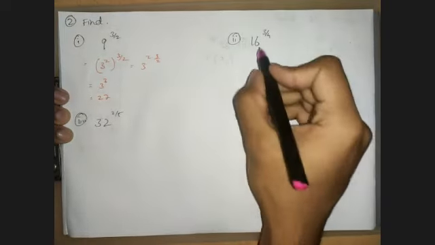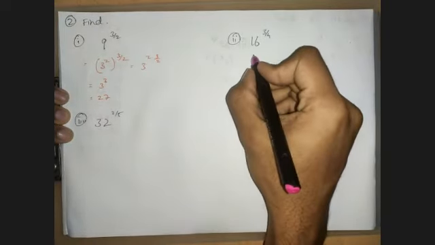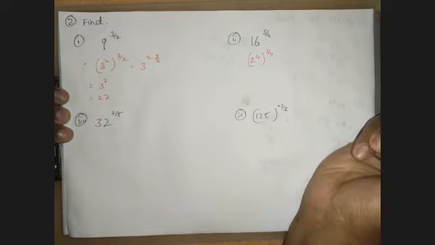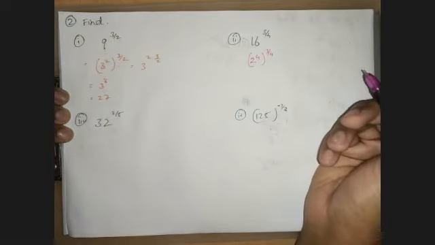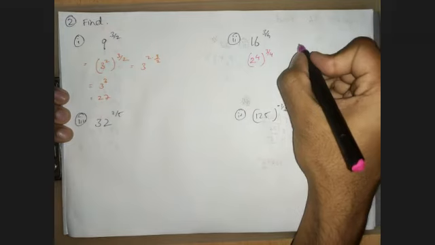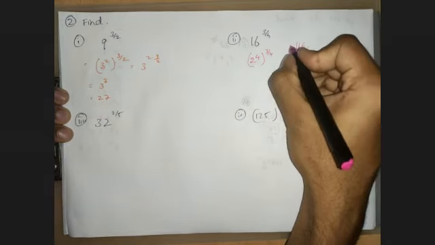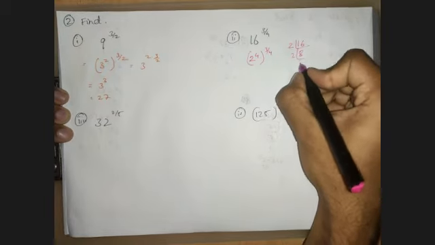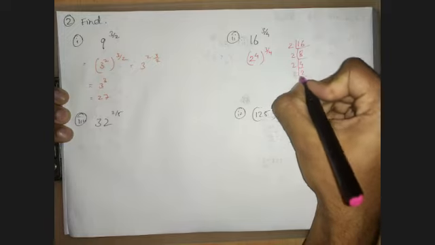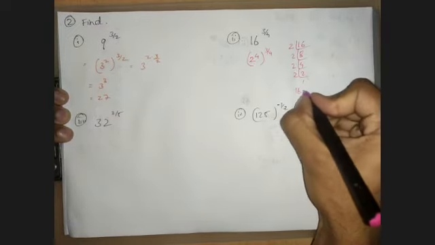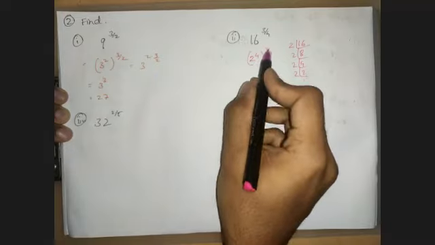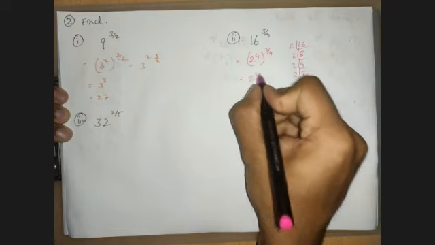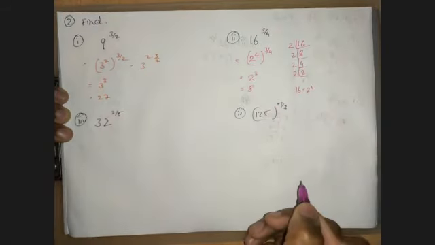So now it is 16 power 3 by 4. So 16 is 2 power 4, power 3 by 4. Let us say I don't know. In the exam, teachers might ask for factorization, so it is better to write it. It is 2, 2, 2, 2, 1. So 16 is 2 power 4. So 2 power 4 whole power 3 by 4. So 4 gets cancelled. So this is 2 power 3. 2 power 3 is 8.